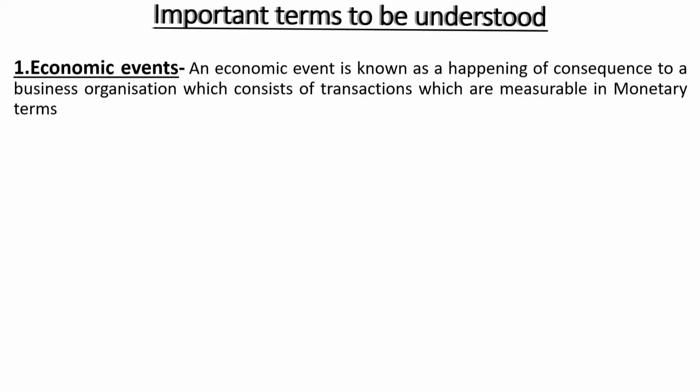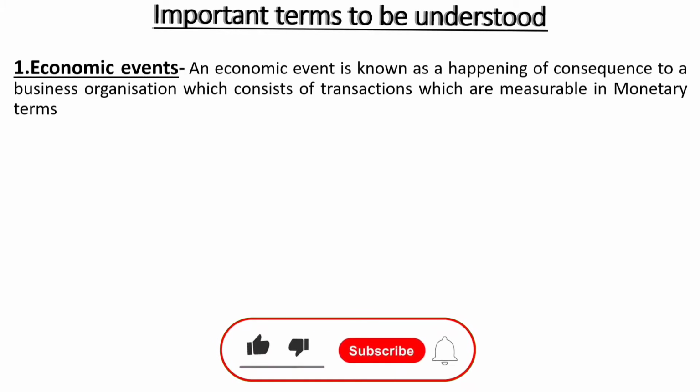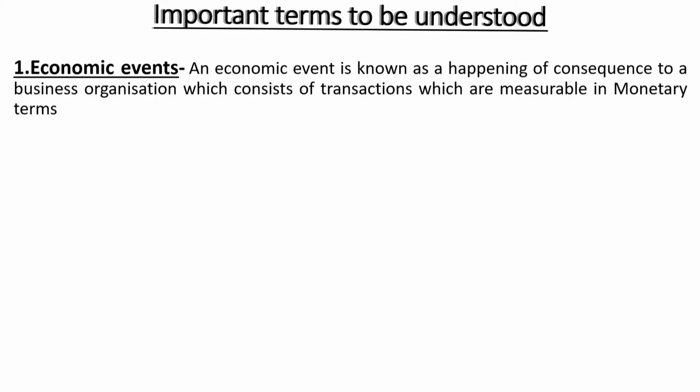Only the transactions which are measurable in money terms are recorded in the books of accounts, and these are known as economic events. Economic events are classified into two types. The first one is the external economic event and the second one is the internal economic event.